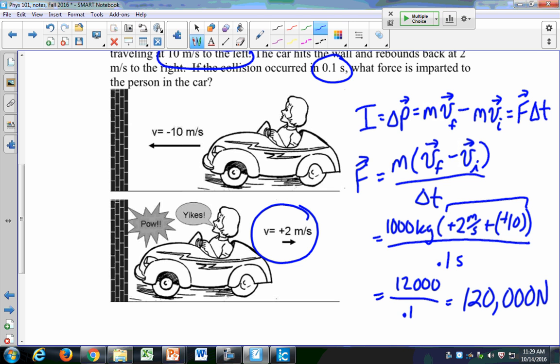A large person weighs about 1,000 newtons. So that's like having 120 football players sitting on top of you. Okay? All right. So you'll definitely see a problem like that on the test.